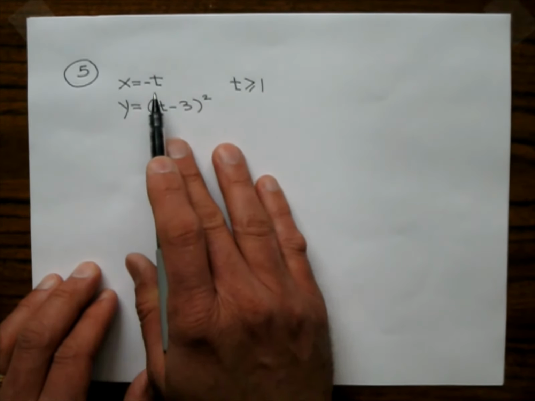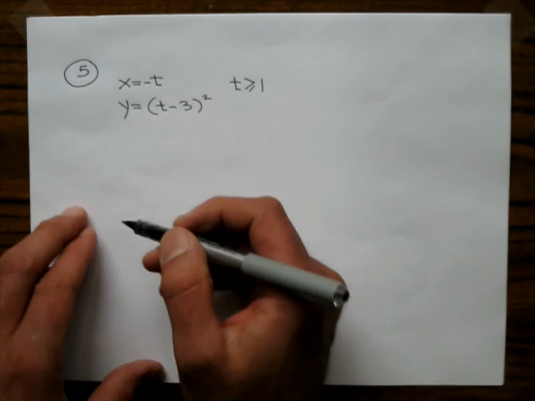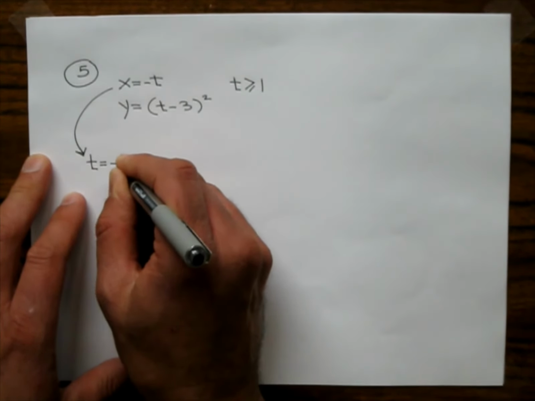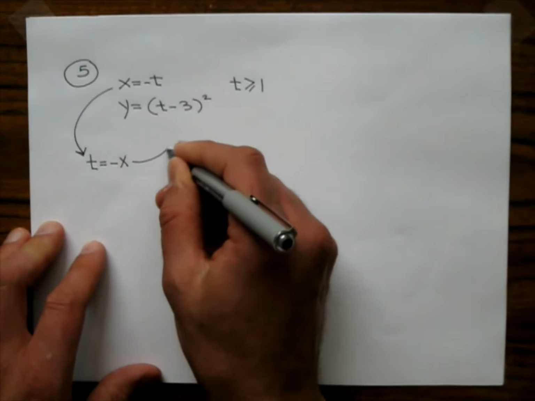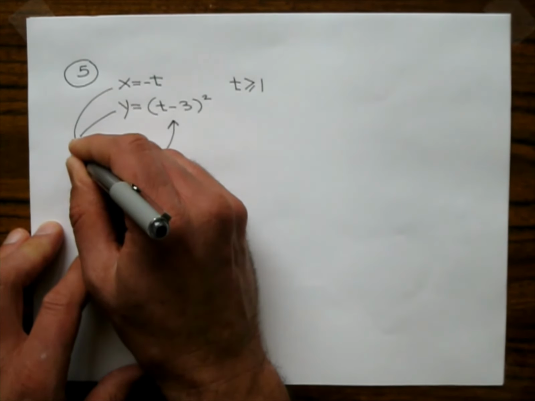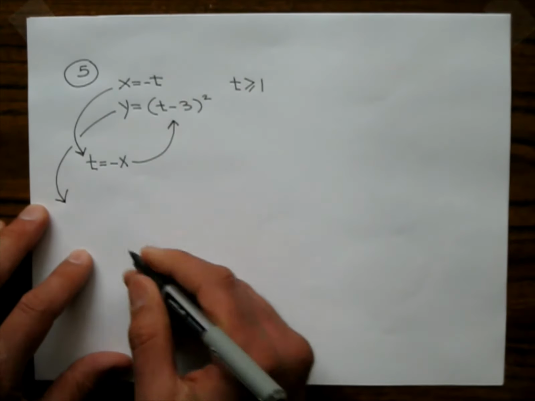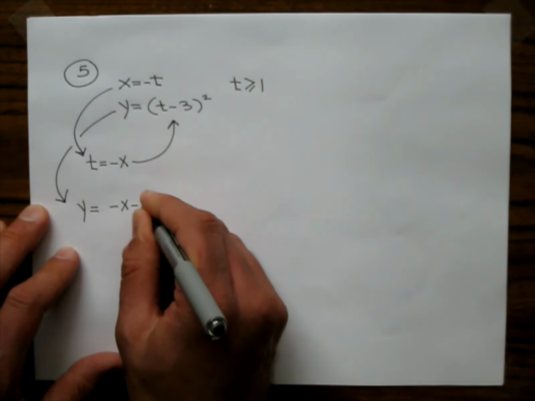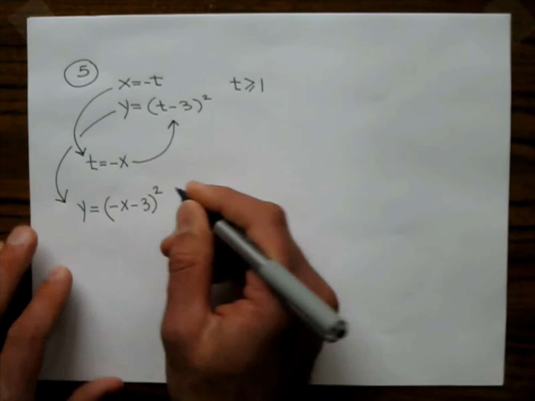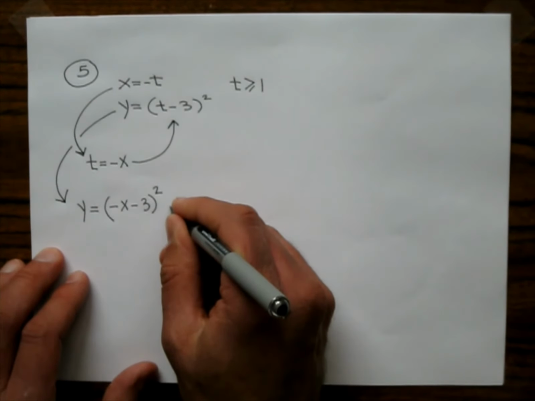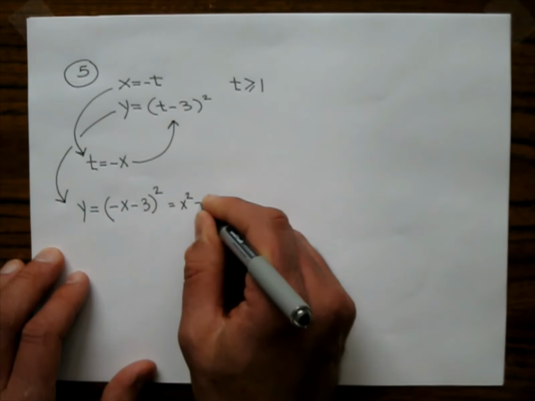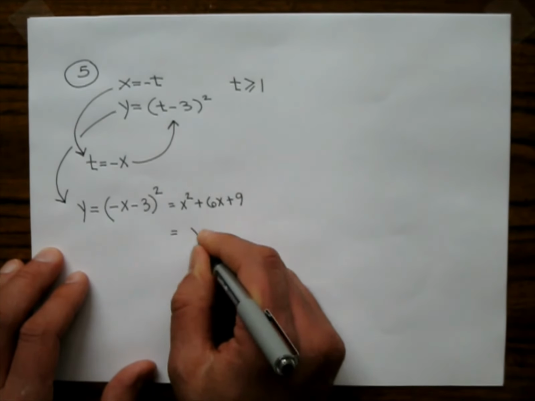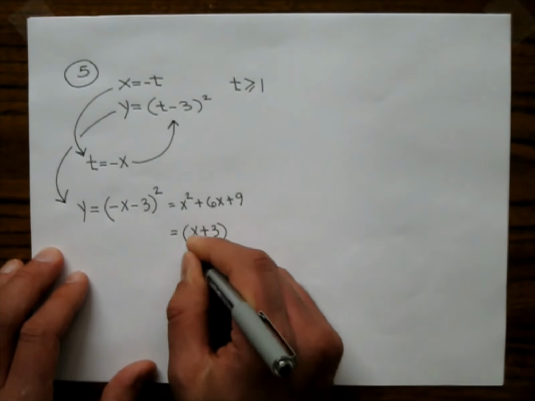I'm going to try to find the parabola by solving for t in one of these equations, and I'll solve for t in the top equation. T equals -x. Then we're going to plug it right there. Now I'm only doing this because it's not a line, it's a parabola, so it's a little more mysterious. We have y equals (-x minus 3) squared. Now if you actually FOILed that out, you would end up getting x squared plus 6x plus 9, which is the same as (x plus 3) squared.